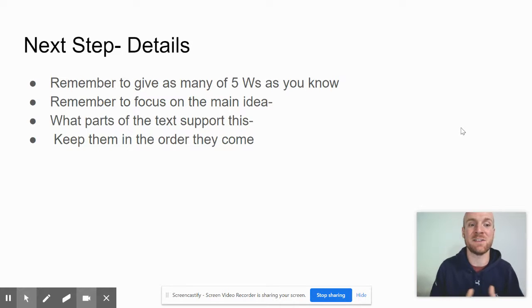Next step, details. Remember to give as many of the 5 W's as you can somewhere in your summary. If the article tells you where things are happening, that's probably a good thing to bring in, either in its own example or including it in the details of things you write. But remember, the main idea is to focus on the main idea. We want to be proving that that is what this is all about. What part of the text supports this, and keep the ideas in the order they come in the reading. So take it sort of step by step.